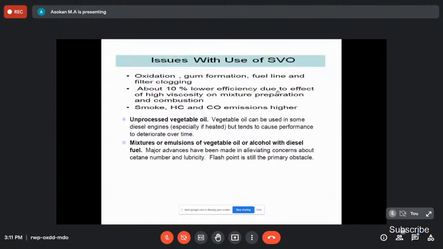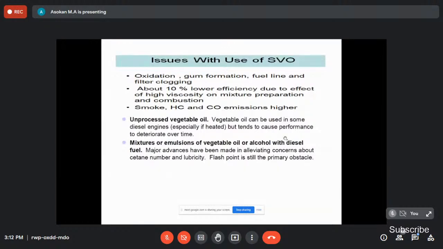So what are the issues with the use of straight vegetable oil? What is the drawback? Oxidation, gum formation, and fuel line and filter clogging due to higher viscosity. Right? About a 10% loss in efficiency due to the effect of high viscosity on mixture preparation and conversion. So smoke and exhaust emissions are higher due to higher viscosity. Incomplete combustion happens, that's why HC and CO increase. Okay. So with unprocessed vegetable oil, we face these issues.